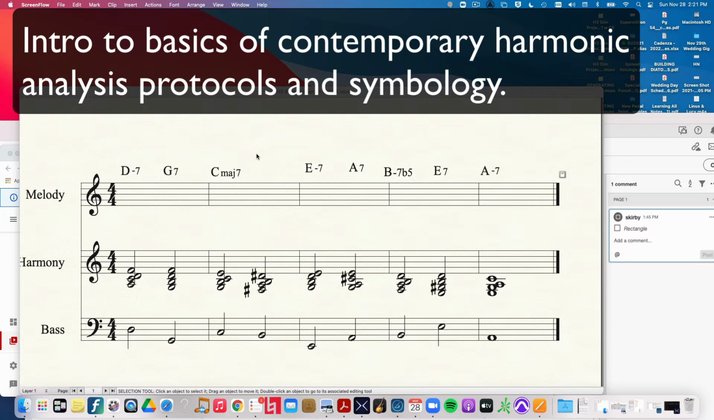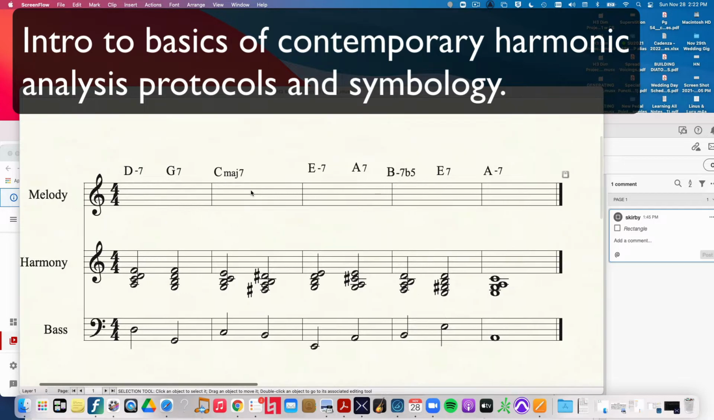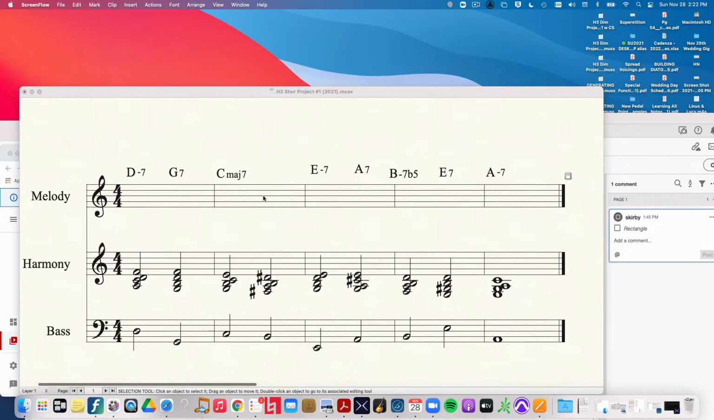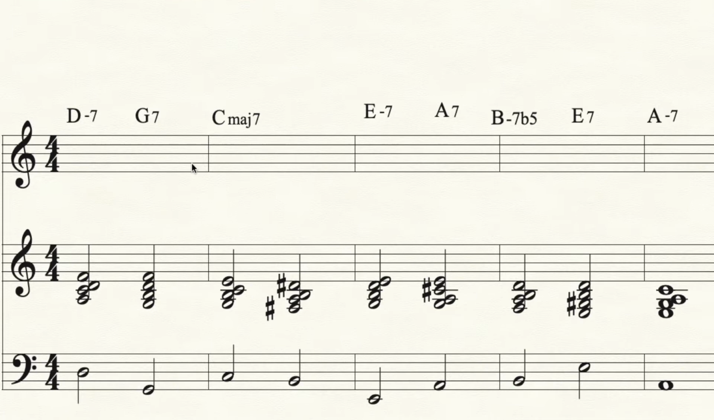Hello, this video is going to deal with basic harmonic analysis of contemporary music in contemporary styles, as would be used at Berklee College of Music and other modern institutions of music study. As a way to gauge whether you understand this system, try analyzing this progression right now.